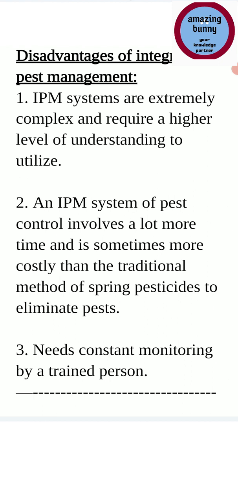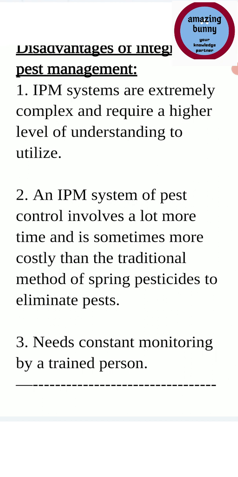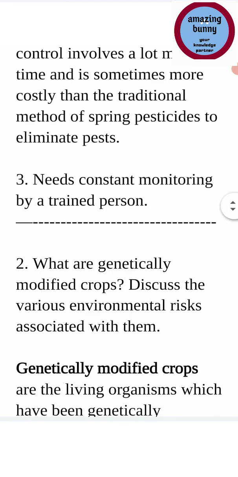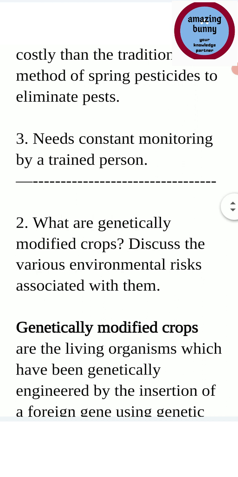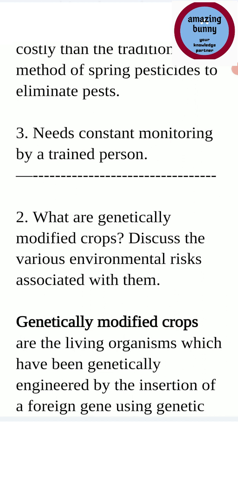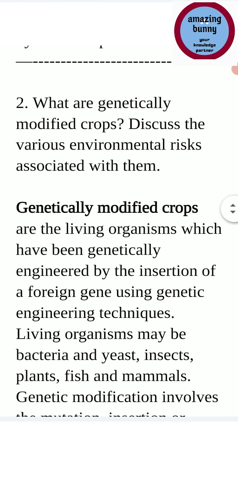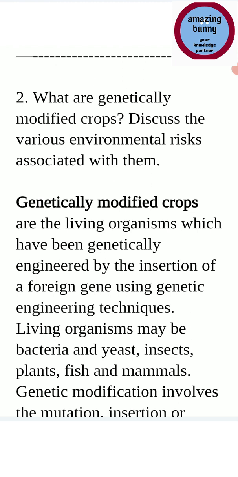Next disadvantage, an IPM system of pest control involves a lot more time and is sometimes more costly than the traditional method of spraying pesticides to eliminate pests, and needs constant monitoring by a trained person. Next question, what are genetically modified crops? Discuss the various environmental risks associated with them.